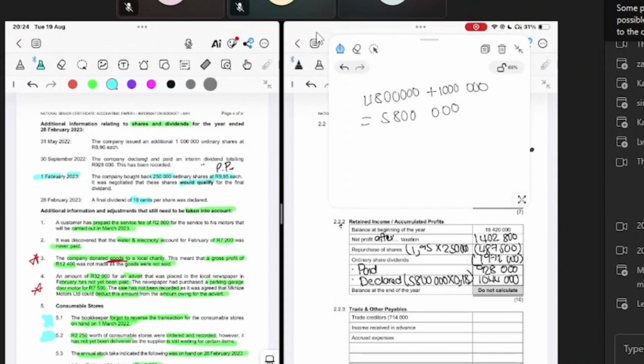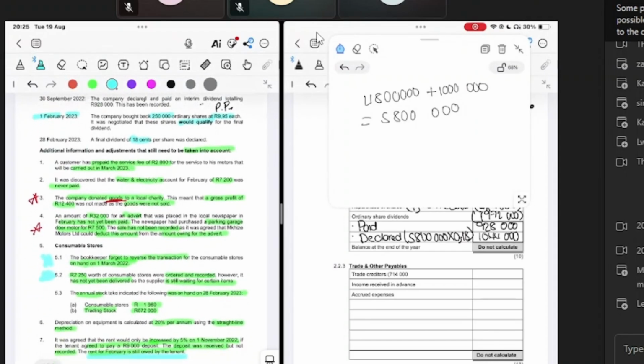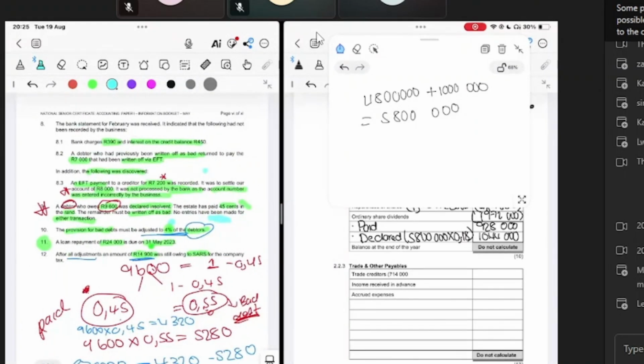Then we continue on to the next note, which is our trade creditors. Now for trade creditors, we're starting off with an amount of 714,000. So what has happened to our creditors? If we look at our creditors, we have the EFT 8.3. They said an EFT payment to a creditor of 7,200 was recorded.